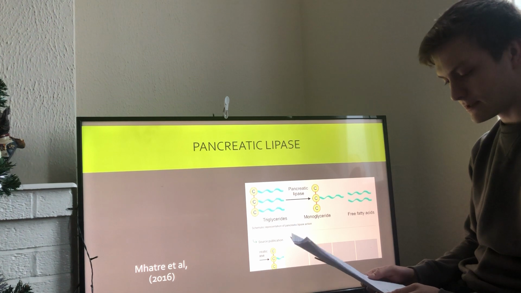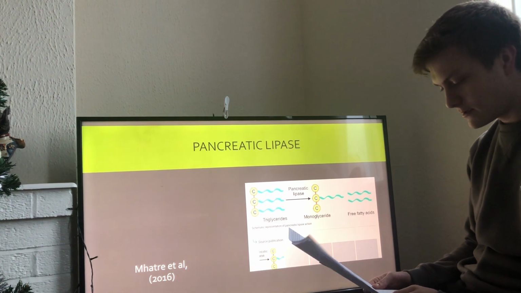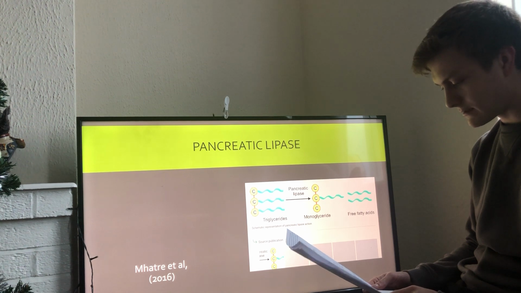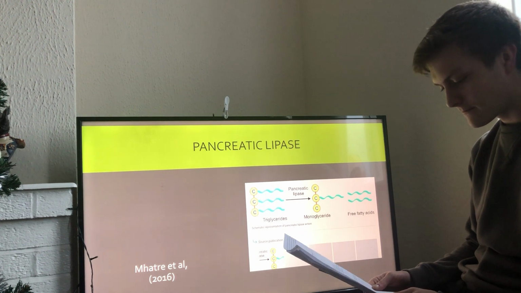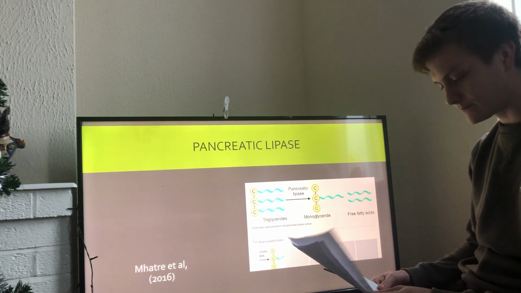Pancreatic lipase is produced in the pancreas. It works in an alkaline environment, and its role is to break down lipids into glycerol and fatty acids by hydrolysis. It is water-soluble, it is a part of chemical digestion, and acts in the duodenum and works together with bile.